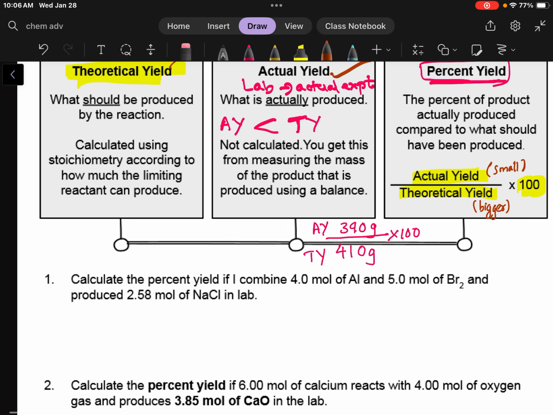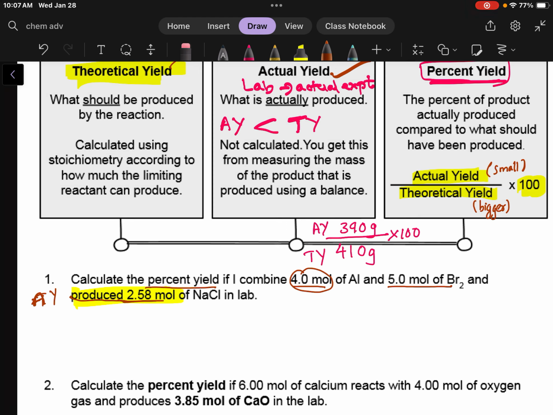Let's do one example question. It's asking: calculate the percent yield if you combine 4 mole of aluminum and 5 mole of bromine and produced. Okay, that is very important. That produced, you are doing in a lab and you produced, that is called what? Theoretical yield. Okay, sorry, my bad, that is called what? Actual yield, because that is produced in the lab.